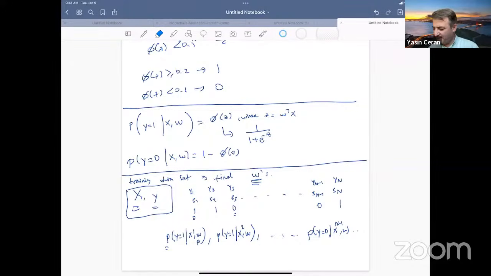Now, given my data, and assuming some W, which I want to find, but let's start with some W. That's what we're going to do in coding. We're going to start with some W. I want to maximize the multiplication of these probabilities. This is the probability that the first student passed. This is the probability that the second student passed because she passed. This is the probability that the n-1 student failed. So I want to maximize the multiplication of these probabilities.